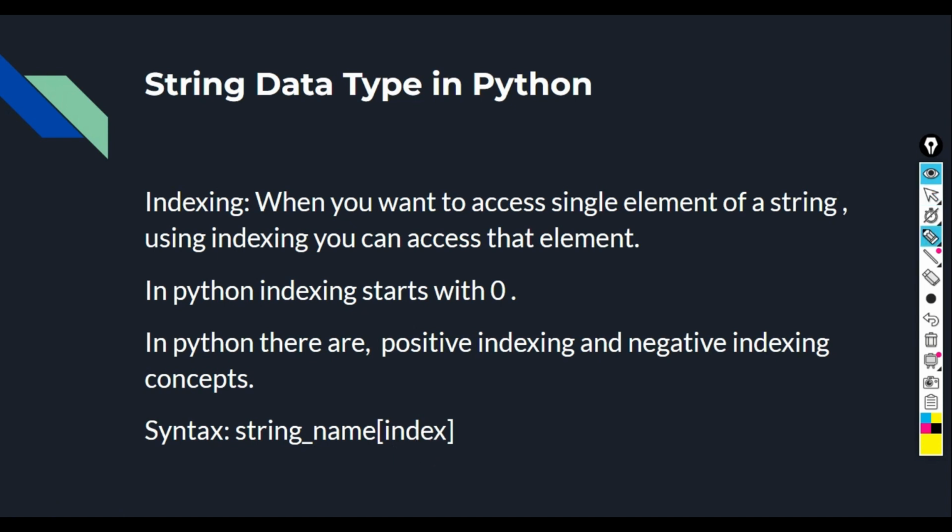Now, for example, I have one string, city, and it contains Delhi. So this is my string. What I have told you, in Python indexing starts with 0. The first element's index is 0, the next element's index is 1, then 2, 3, 4, right? In this way indexes are allotted internally to each element of this string.